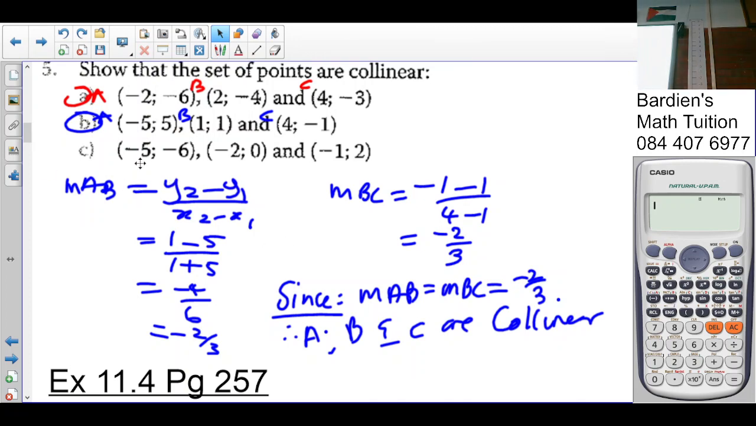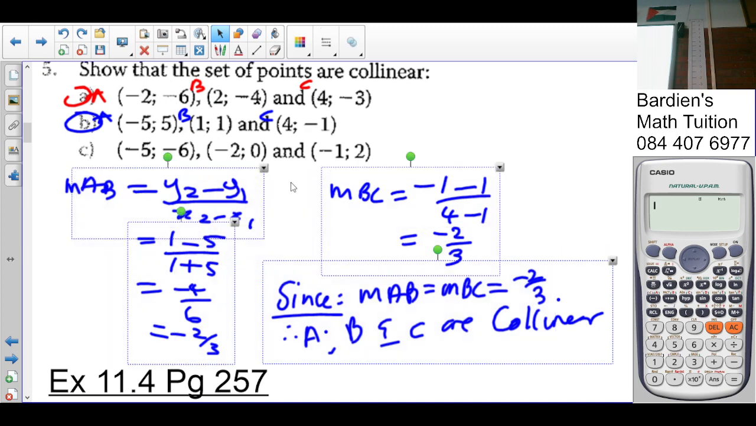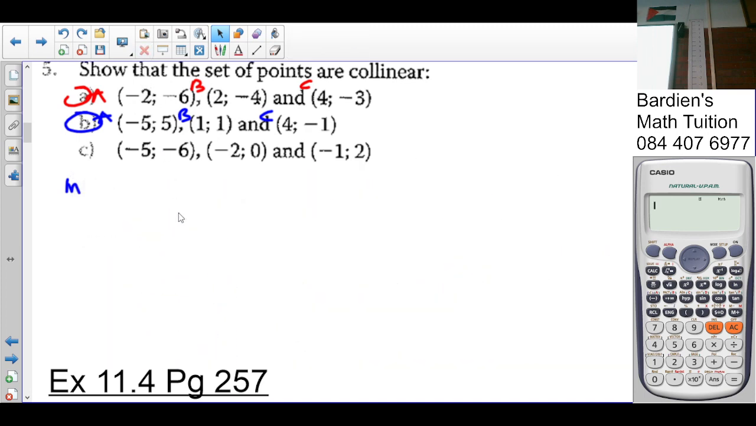Okay. And C is the same. Is C also collinear? Yes. Okay. People, if that was not equal, then you just conclude, therefore, the gradients are not the same. Since the gradient is not the same, you pull a line through the equal sign, therefore points are not collinear. Is C collinear? No. Okay, so let's do that one.